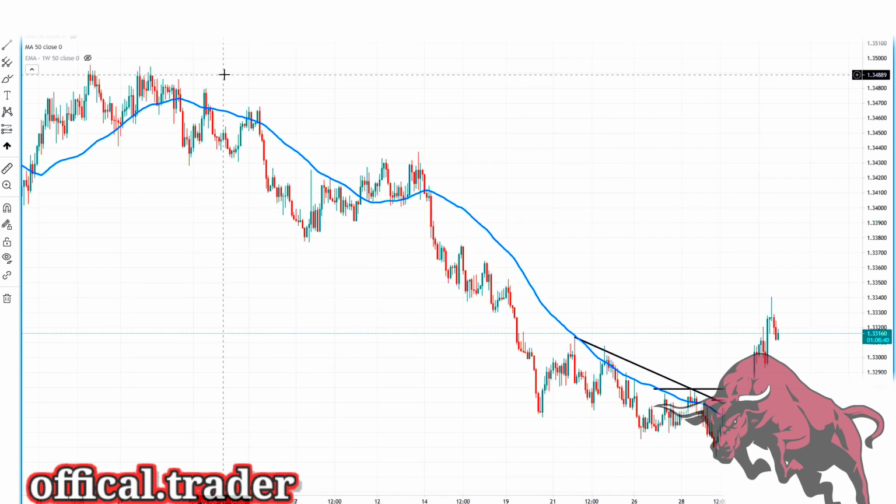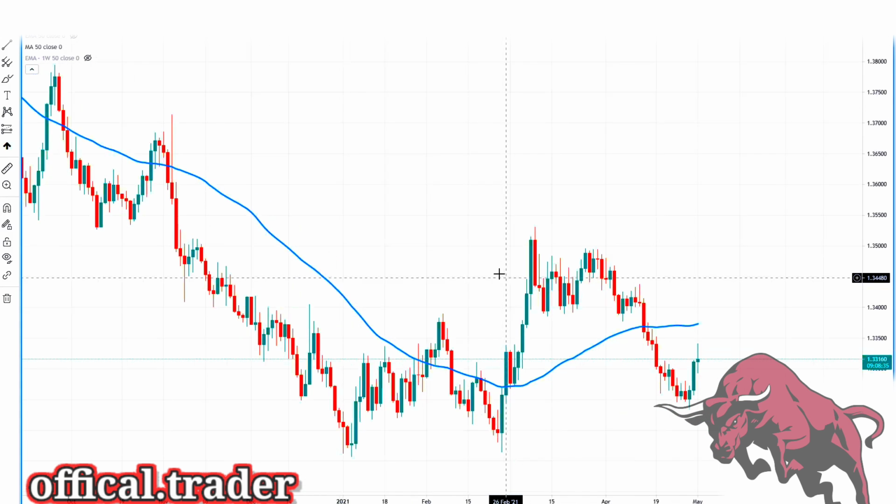So a good trendline strategy, obviously you can also combine it with a multi-time frame trading approach, which is something that I do in my trading. So I start my analysis on the higher time frame and then I drill down to the lower time frame where I then execute my trades.